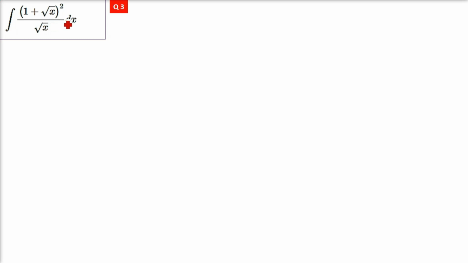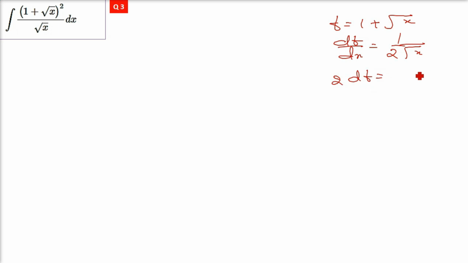See, if you take 1 plus root x as t, you are going to get this dx by under root x with an additional number or content. dt by dx will be 1 by twice under root x. So 2 dt is going to be equal to dx by under root x. So this dx by under root x is 2 dt. So this integral will become, 1 plus under root x is of course t, so it will be t square. I am taking 2 dt, so 2 I am taking outside, and it will be t square dt.